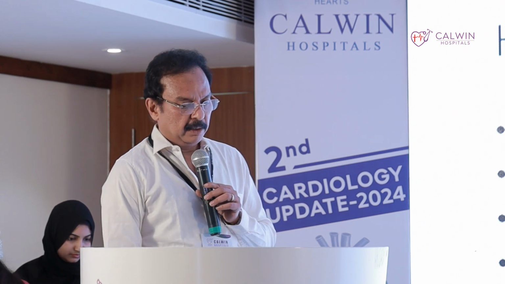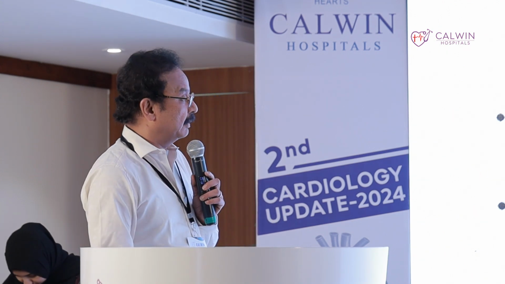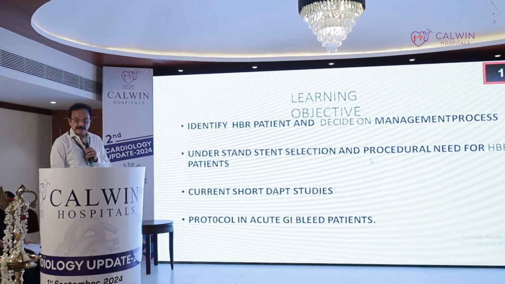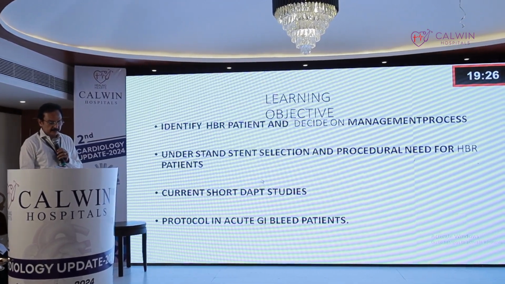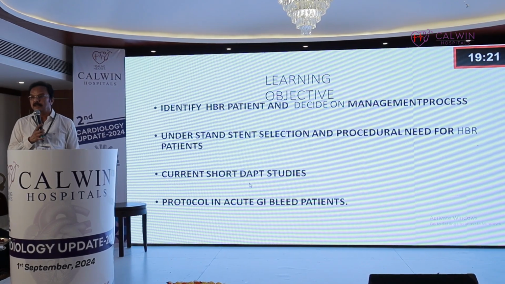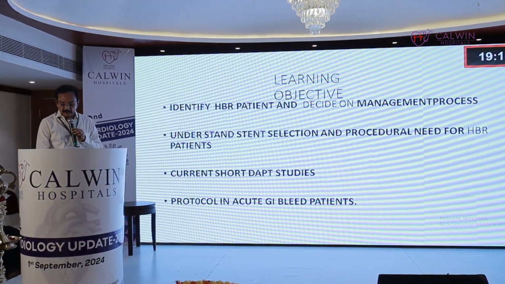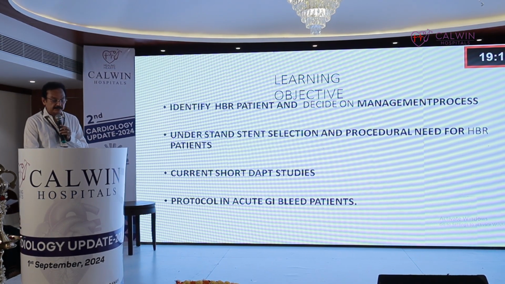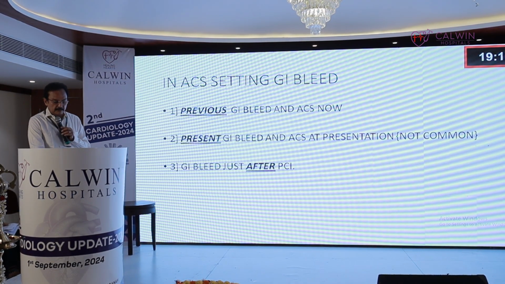Okay. So, the main objective of this study is to identify high bleeding risk, HBR, patients, and decide on treatment. Is there any type of stent or some procedural need for such patients? And current studies on dual antiplatelet therapy, which is a basis of coronary artery disease treatment, and what protocol should be followed if somebody has a GI bleed and he has coronary artery disease. So these are the main objectives of this.